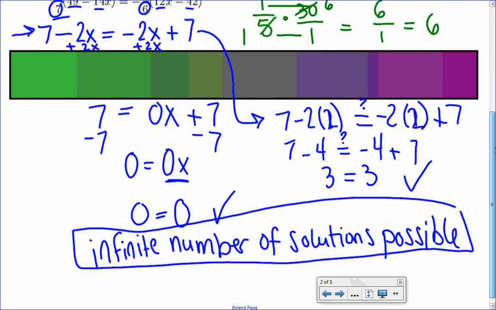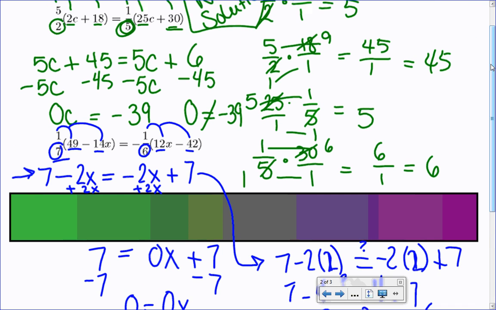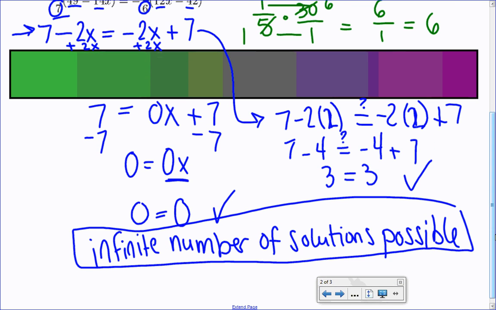Okay, so if you get something like we got in this first example where 0 is equal to a number other than 0, that means there's no solution. Okay, so this is not the solution to your problem. The solution is that there is no solution, because 0 does not equal any number except 0. If you get that 0 is equal to 0, then you have an infinite number of solutions. So that means that x can be an infinite number of things.